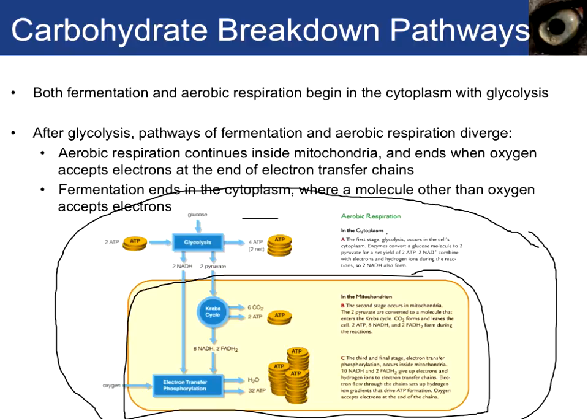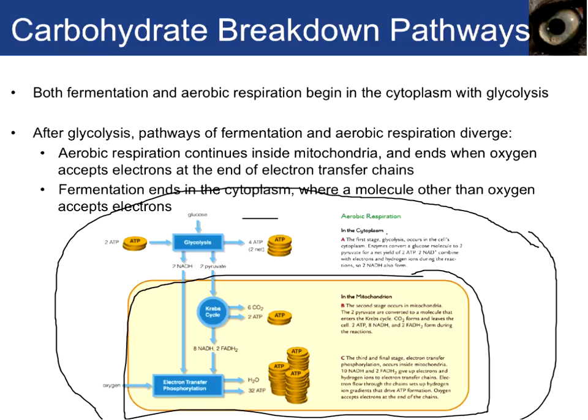So again, both fermentation and aerobic respiration begin in the cytoplasm with glycolysis. After glycolysis, the pathways of fermentation and aerobic respiration diverge. In aerobic respiration, this process continues inside the mitochondria, and this ends with oxygen accepting electrons at the end of the electron transfer chain. The other process, fermentation, ends in the cytoplasm. This is where a molecule other than oxygen accepts an electron. That's what fermentation is.